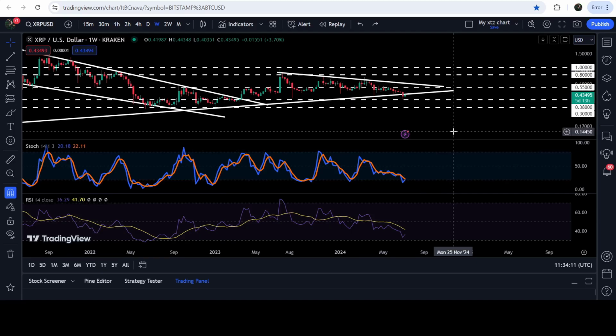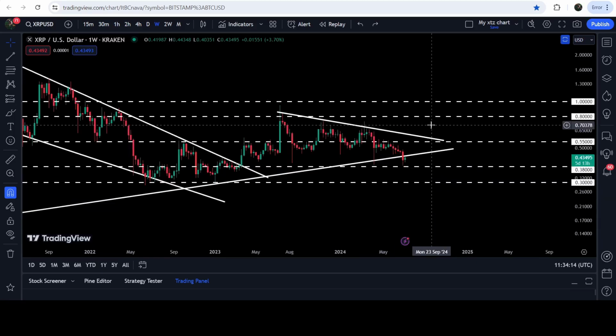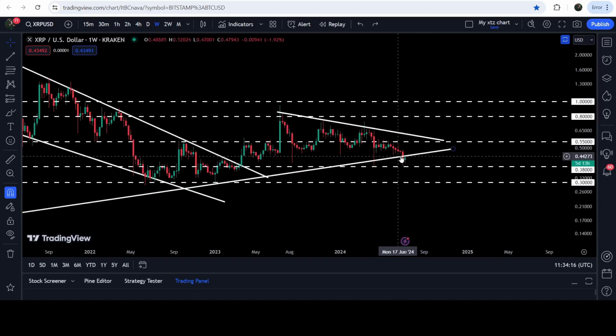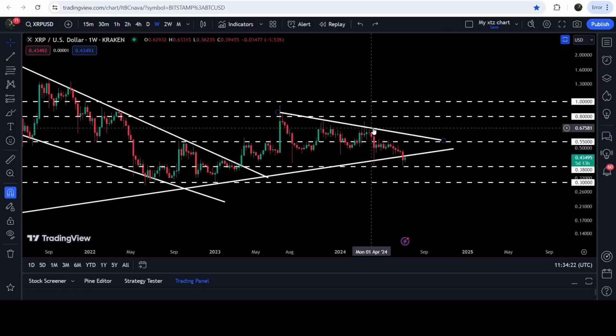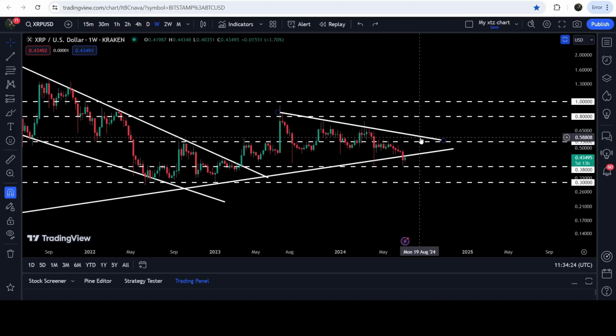If the price line starts another correction move this time, then we may see that the price may break out the previous support of the triangle as a resistance. And if the price is able to break it out, then it can start an imminent move to the resistance of this triangle, which will be somewhere here at approximately 58 cents. However, if the price is rejected, then it can even break down the next support of 38 cents. That is a quite critical and long-term support.